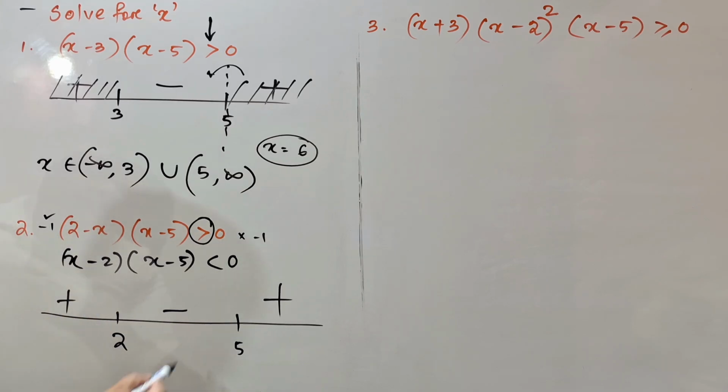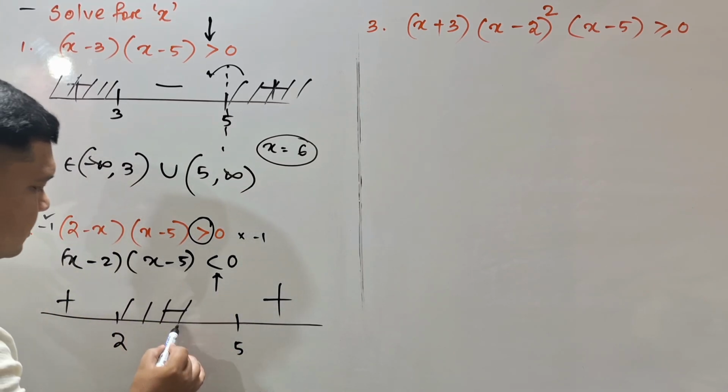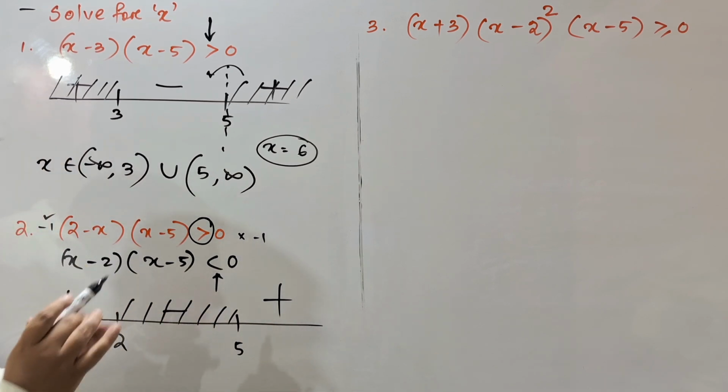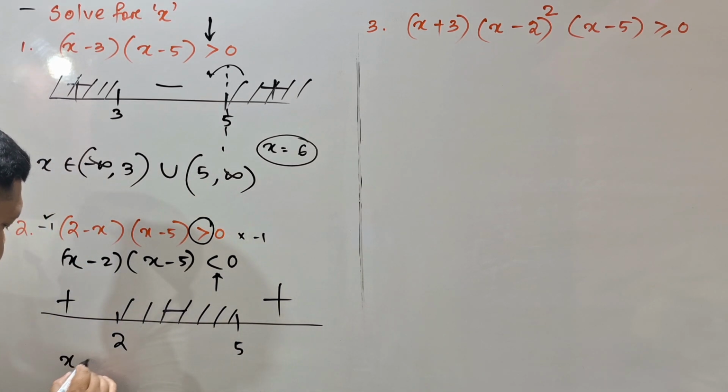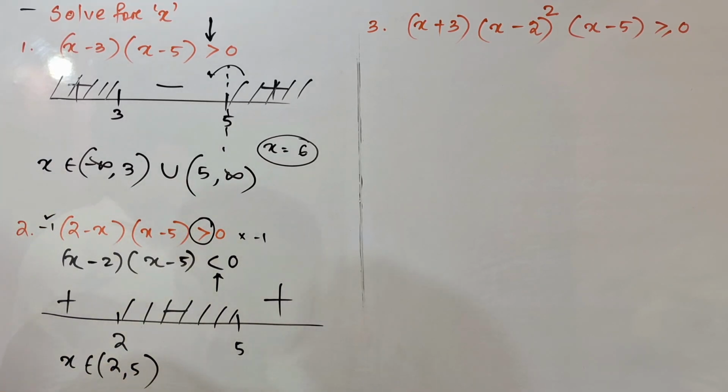Which region do I have to select? Less than means the negative region. So this is my answer. And less than is there, the equal to symbol is not there, so you have to use an open bracket. The answer is x belongs to 2 to 5, open bracket. In this way you have to answer.